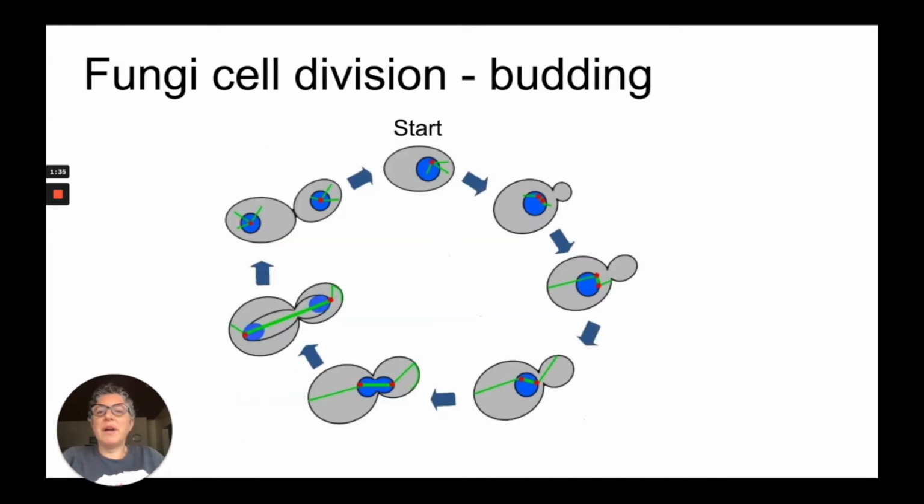Then we've got fungi cell division. Again, remember that fungi are things like yeast. So this is an example of yeast. Fungi do what is called budding. If you start at the starting position that I've labeled here in the diagram, you can see the process of what actually happens.